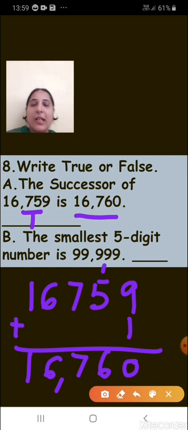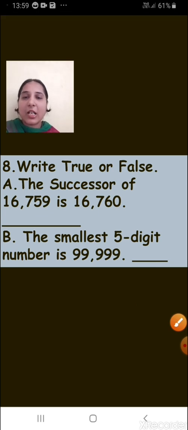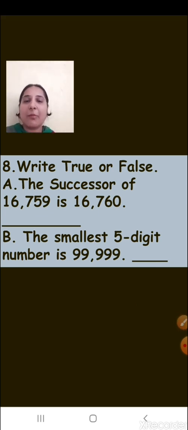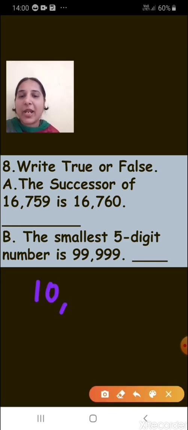Okay. Now the second one, it's been written the smallest 5-digit number is 99,999. Is it correct? No, because 99,999 is the greatest 5-digit number. What would be the smallest 5-digit number? Yes, it would be 10,000, isn't it? So is it correct? No. So it means it is false.